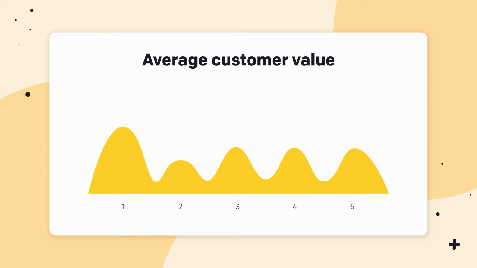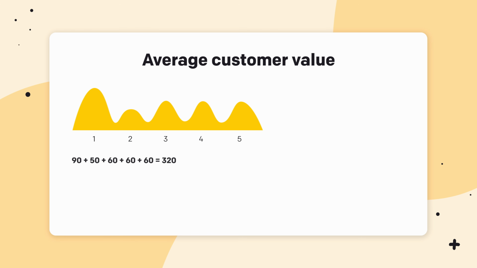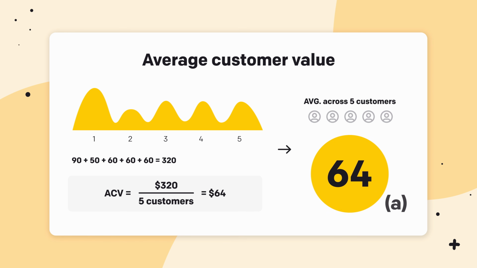So, for customer 1, we take 30 and multiply it by 3, which gives us 90. As for customer 2, it's 50 times 1, so 50. Customer 3, 30 times 2, so 60. Customer 4, 60 times 1, 60. And lastly, customer 5, 30 times 2, which gives us 60. So now we add it all up. So 90 plus 50 plus 60 plus 60 plus 60 equals 320. Now we divide 320 by 5, giving us $64. So the average customer value in this example is $64.